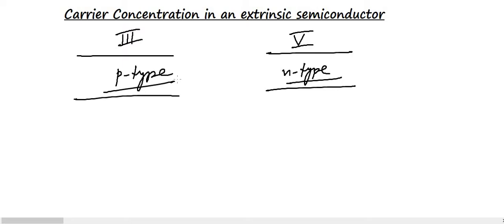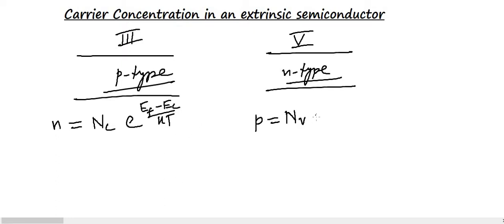Okay. So in our previous video, we know that the value of n equals Nc into e to the power (EF minus EC) by KT, and also for holes, p equals Nv e to the power (EV minus EF) by KT. Now, whether it is an intrinsic or extrinsic semiconductor.